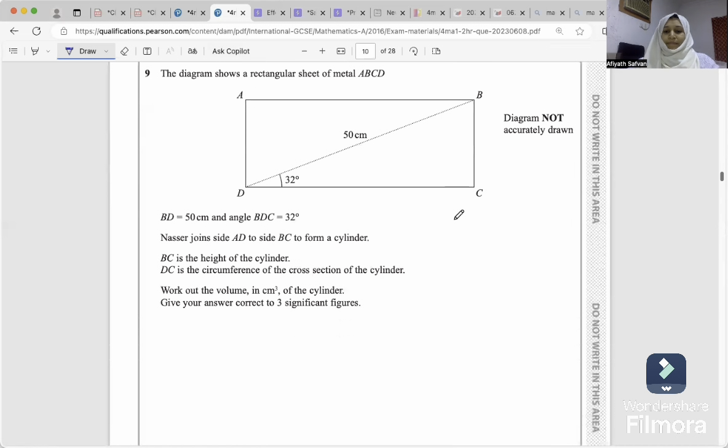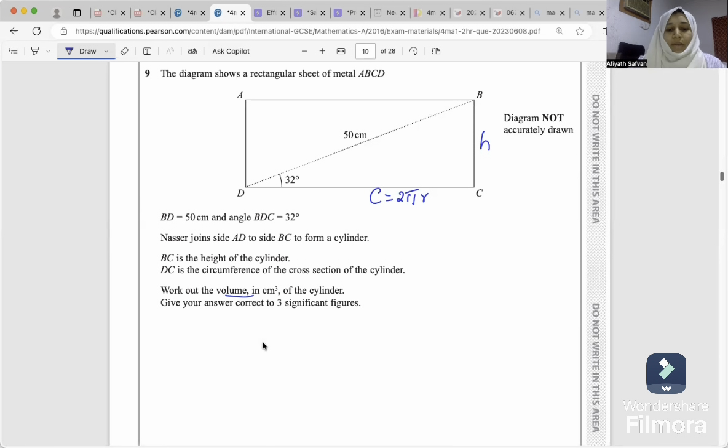Okay, question number 9. BD is 50 centimeters. BDC is 32. Now she joins the side AD to the side BC to form a cylinder. BC is the height of the cylinder, so this is going to be your height. DC is the circumference, so circumference is going to be 2 pi r of the cylinder. Work out the volume. So you need to find out the volume of the cylinder. Give your answer correct to three significant figures.